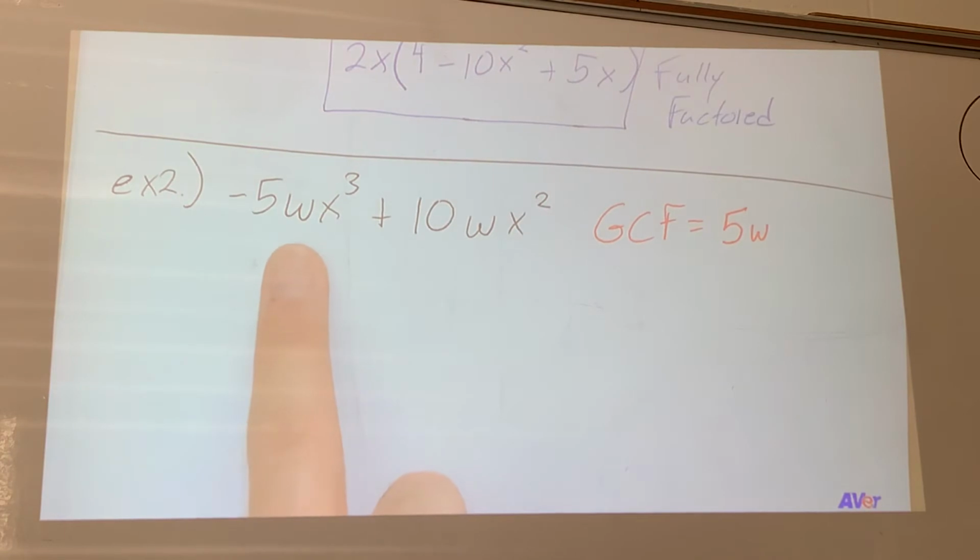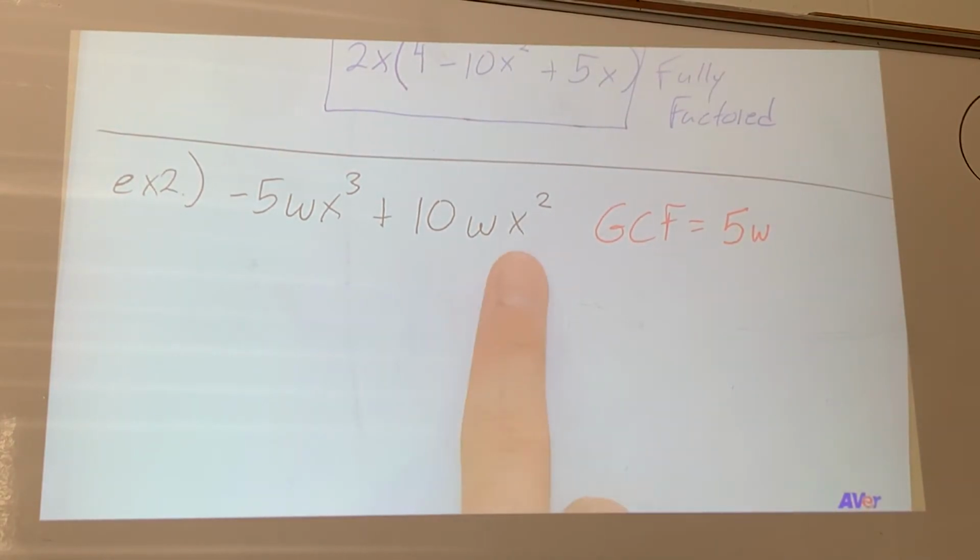There's only one W here, and there's only one W here, right? Yes. All right, how many X's can I pull out? Two. So there's 3 of them here, right? And 2 of them here, so that means I gotta pull out a maximum of 2.